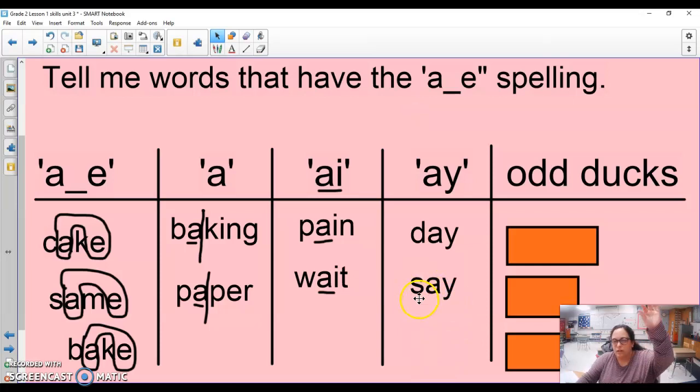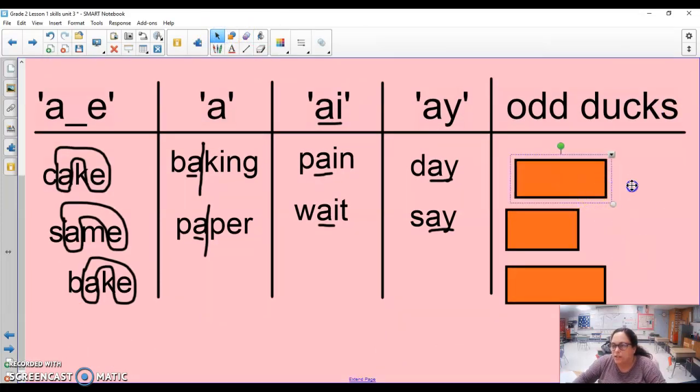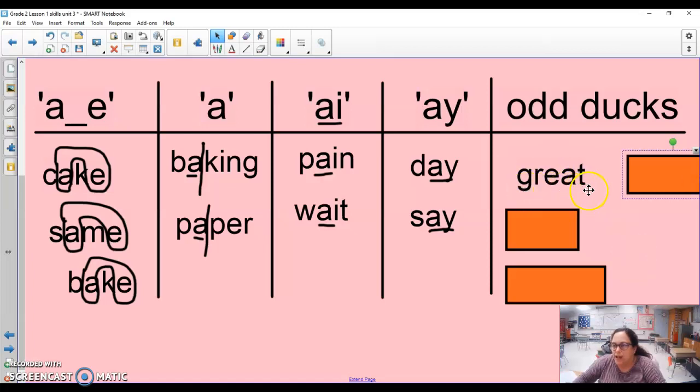Let's tap it. S-A. What's the word? Say. Yes. So A-Y comes at the end of the word. You will see A-Y at an end of a word, okay? And then there's some odd ducks that say A spelled some different ways. So our odd duck is great.